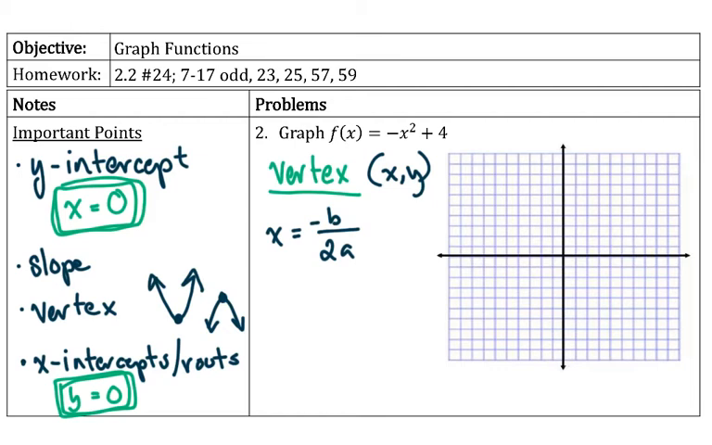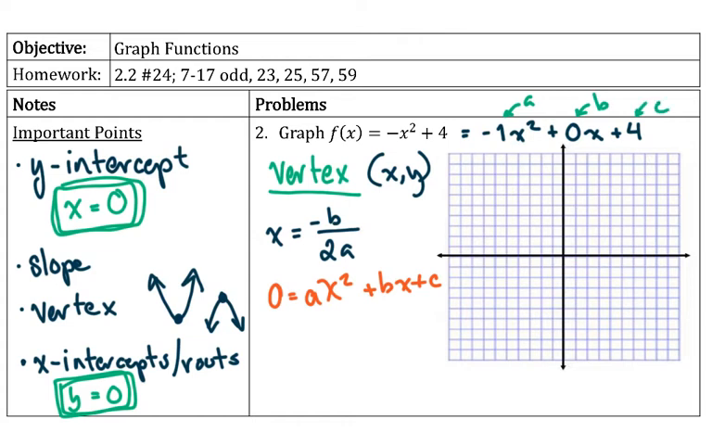Well, this is coming from the same form as the quadratic formula, where a is the coefficient of the x squared plus bx plus c. So in this case, I might rewrite my quadratic as negative 1x squared plus 0x plus 4, which tells me this is my a, this is my b, and this is my c in just nice quadratic form.